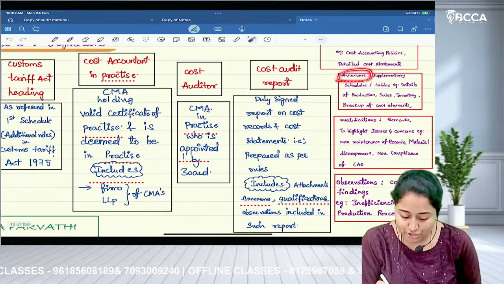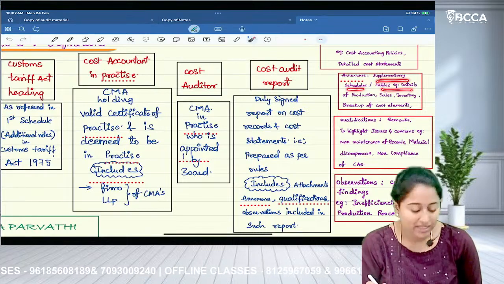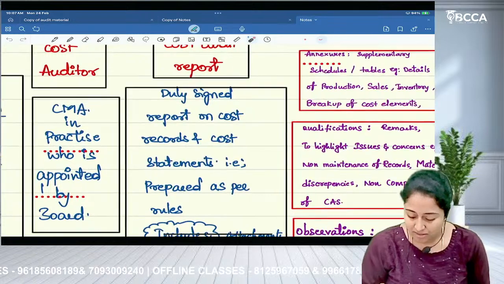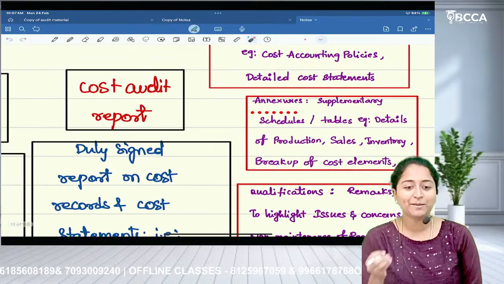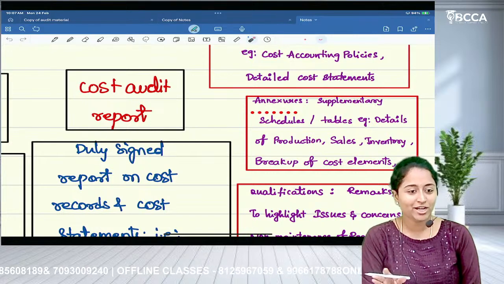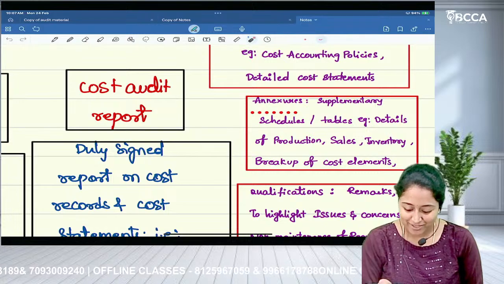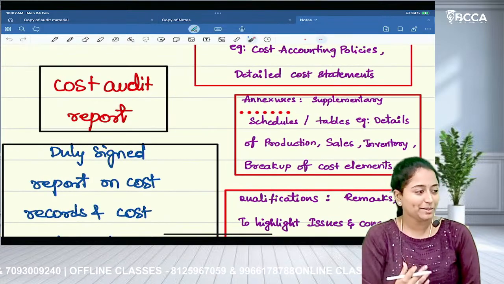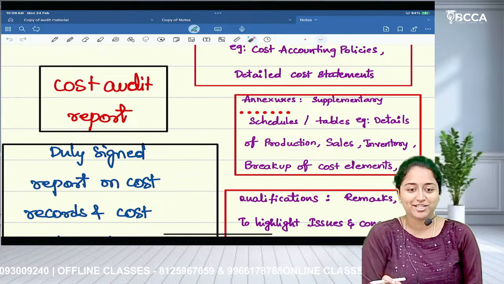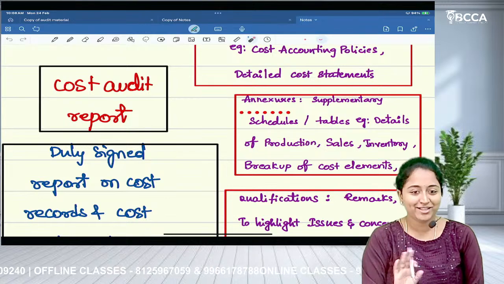Now, what are annexures? Annexures are supplementary schedules, tables. Are you able to see that? If not, you have to tell me, ma'am, please zoom. I'll zoom. Okay, I'll not charge for it. This is for free. If you are having any doubts, then you can ask. If you want anything to be done by me, if you want any clear explanation, if you want me to zoom in, if you want me to write anything, you can ask. It's for free.